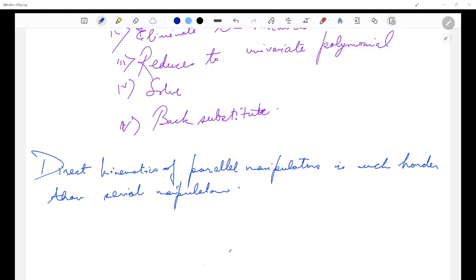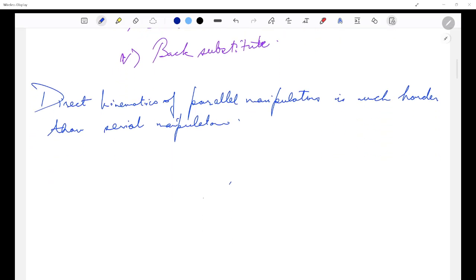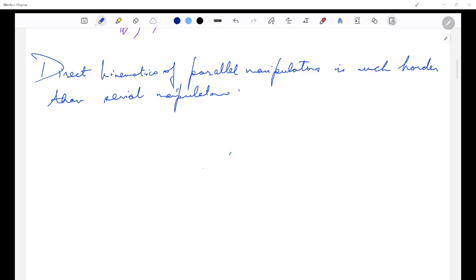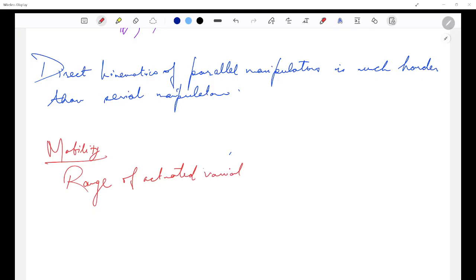After this, let's move to mobility. So what is mobility? It is the range of actuated variables for which real passive solutions exist. So what is it for a 4 bar?